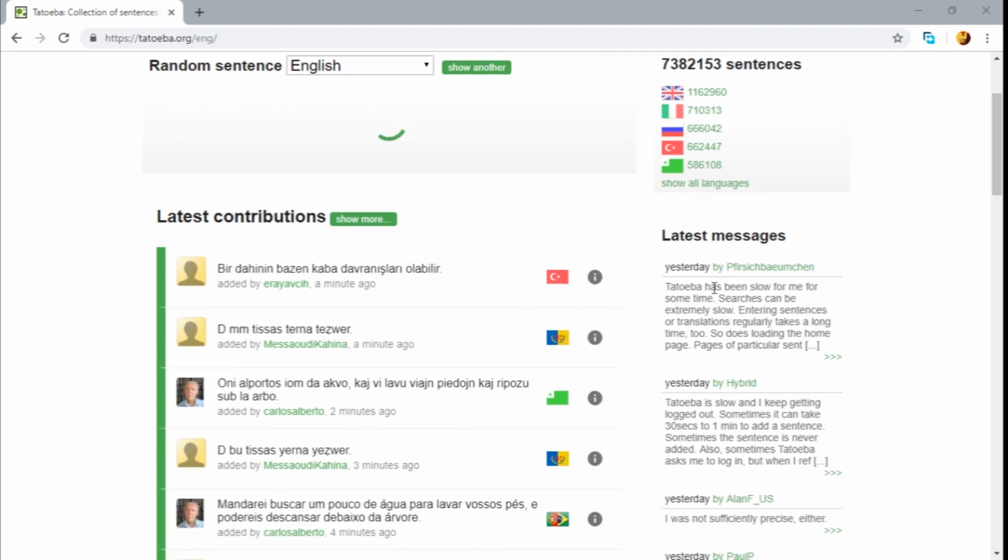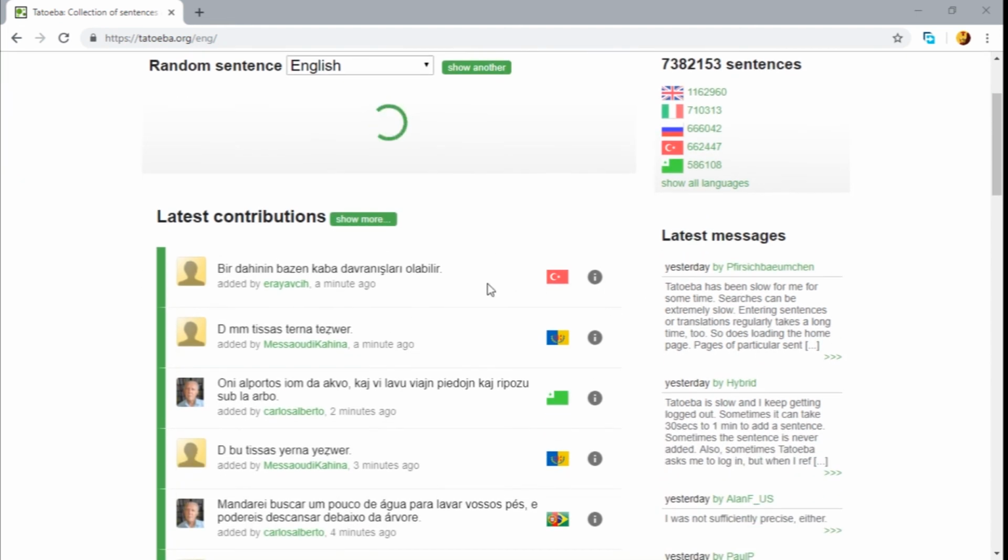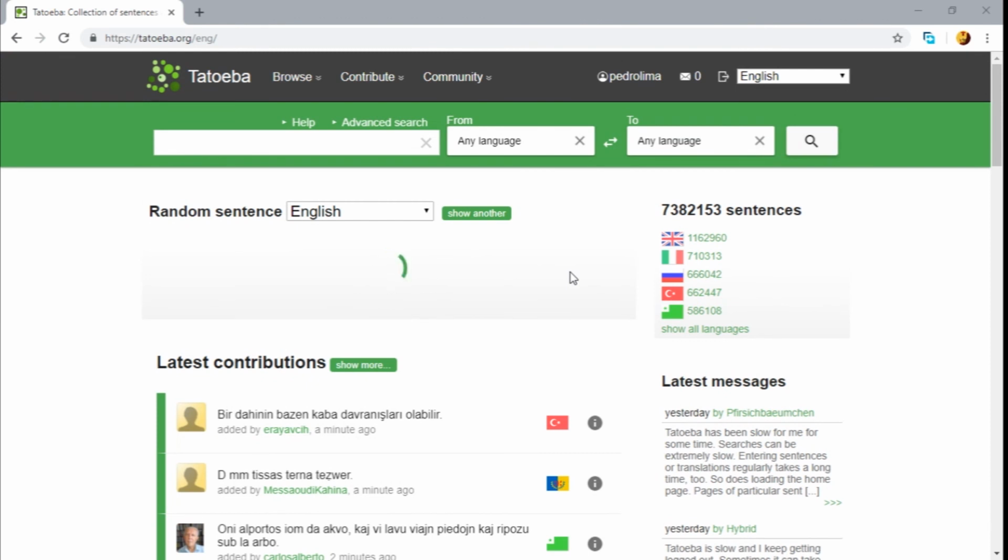So there's this comment here. Tatoeba has been slow for me for some time. Searches can be extremely slow. Entering a sentence or relation really takes a long time. So does loading the home page. So yeah, the site needs some optimizations, I think. Yeah, I think I'm gonna finish here, guys.